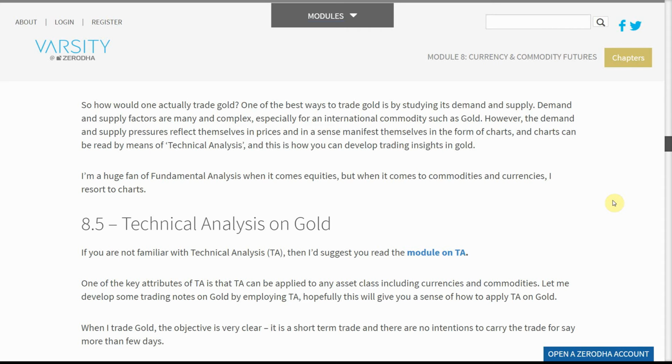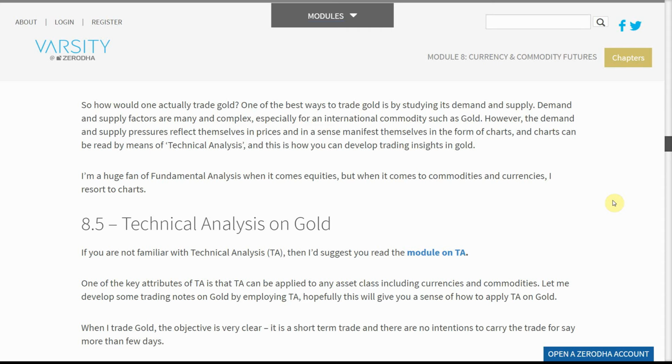One of the best ways to trade gold is by studying its demand and supply. Demand and supply factors are many and complex, especially for an international commodity such as gold. However, the demand and supply pressures reflect themselves in prices and in a sense manifest themselves in the form of charts. And charts can be read by means of technical analysis. And this is how you can develop trading insights in gold. I'm a huge fan of fundamental analysis when it comes to equities. But when it comes to commodities and currencies, I resort to charts.